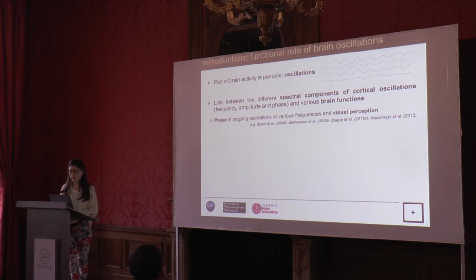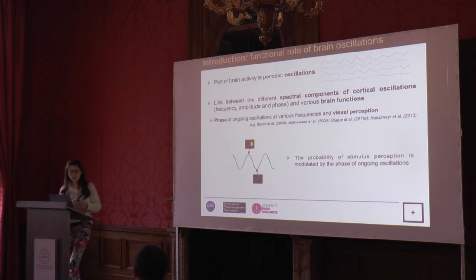One example is that the phase of ongoing oscillations at various frequencies is related to visual perception. For example, in one of the classic studies, what we found is that when you present the stimulus at a given phase, say the peak of the oscillation, then it's more likely to be perceived than at the opposite phase, let's say the trough of the oscillation. So perception would co-vary along with the phase of this oscillation, with good and bad phases. That happens in the alpha frequency band.